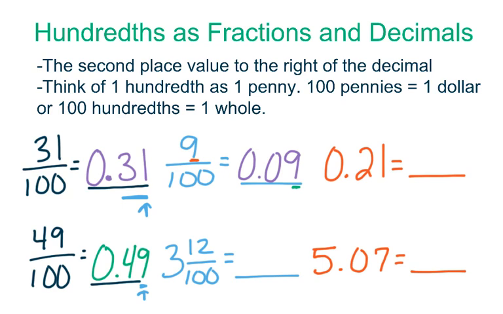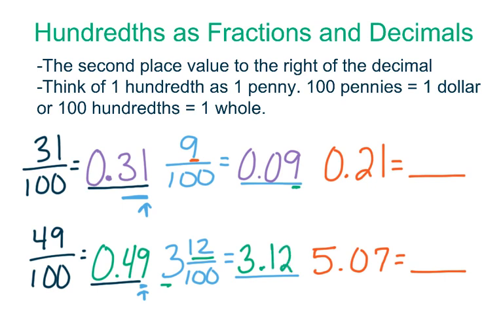Now the last one on the bottom here, when we are turning a mixed number into a decimal, again, it's very similar to what we just did. This 3 ends up in our ones place, and then we have our decimal, and then we have 12 hundredths.